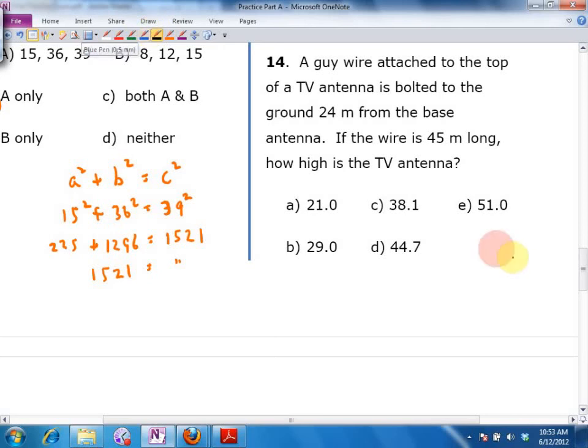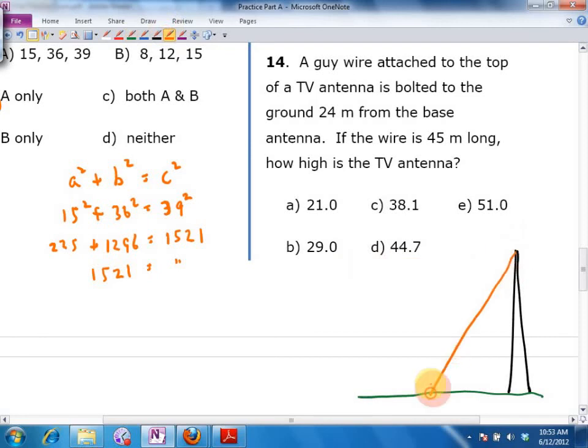So I've got a TV antenna. I'll just draw my antenna, okay? TV antenna. And I've got the ground. Okay, there's my ground. There's a wire that goes from the top of this thing to the ground. There it goes, and attaches to the ground right there. Now let's put some numbers in here. It says that where it attaches to the ground, it's 24 meters from the base. So 24 meters from the base, that means that this distance here is 24.